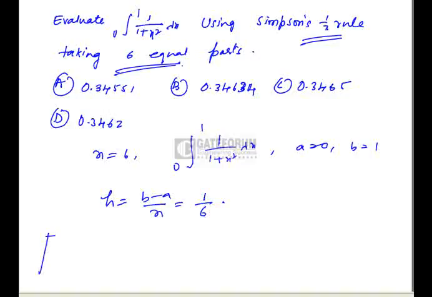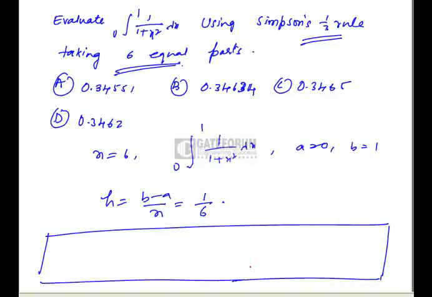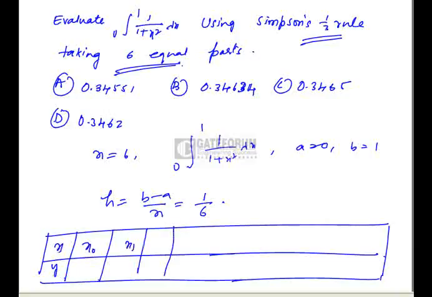In order to calculate this integral by Simpson's rule, let us find the values. Let us take x and y. So x0, x1, x2, x3, x4, x5 and x6, so that the total intervals will be 6. Now x0 will be 0, x1 will be 1 by 6, x2 will be 2 by 6, that is 1 by 3, x3 will be 3 by 6, that is 1 by 2. Now x4 will be 4 by 6, that is 2 by 3, x5 will be 5 by 6 and x6 will be 6 by 6, that is 1.